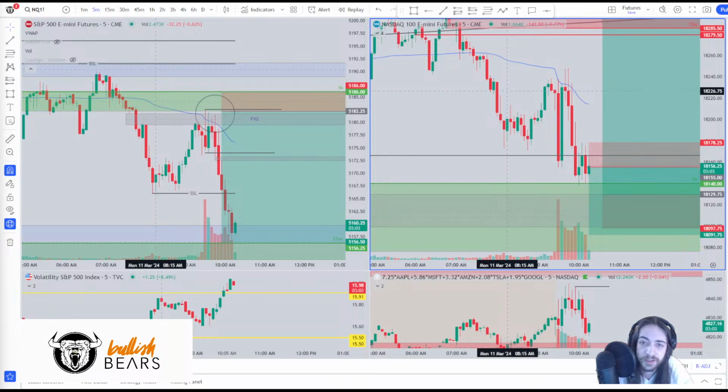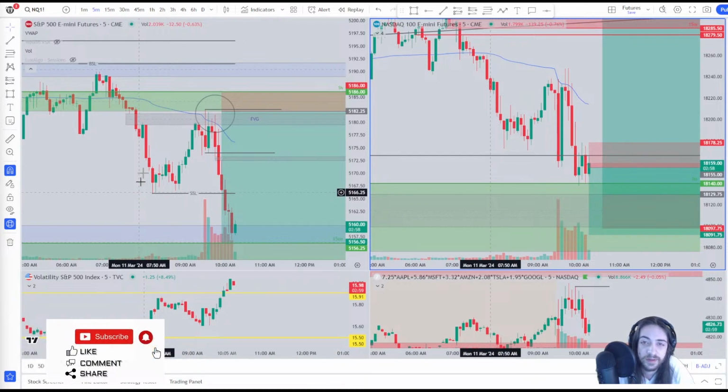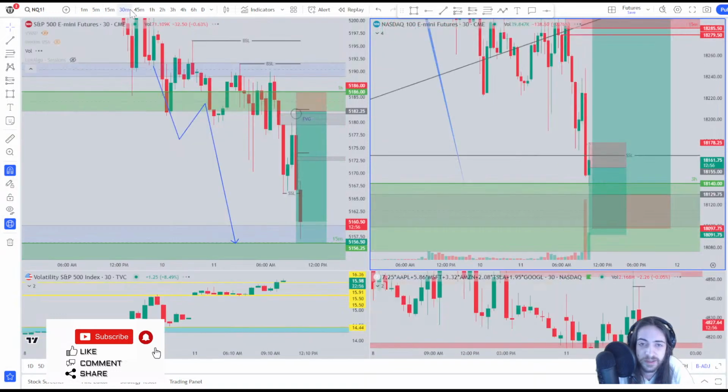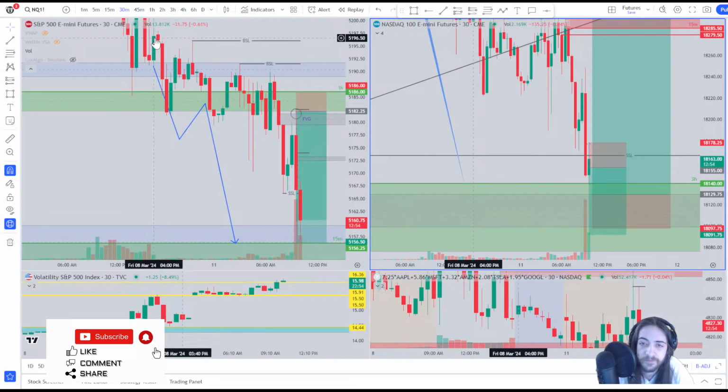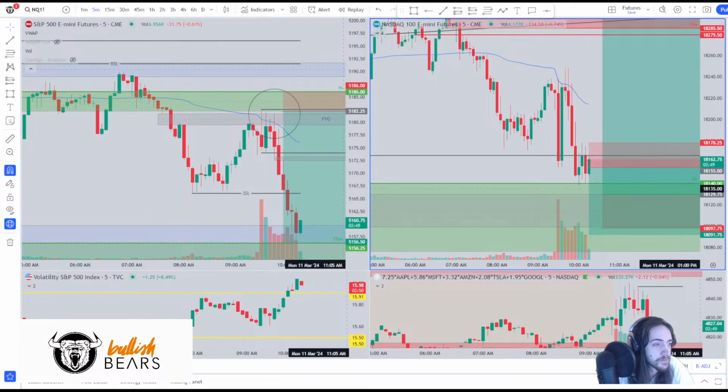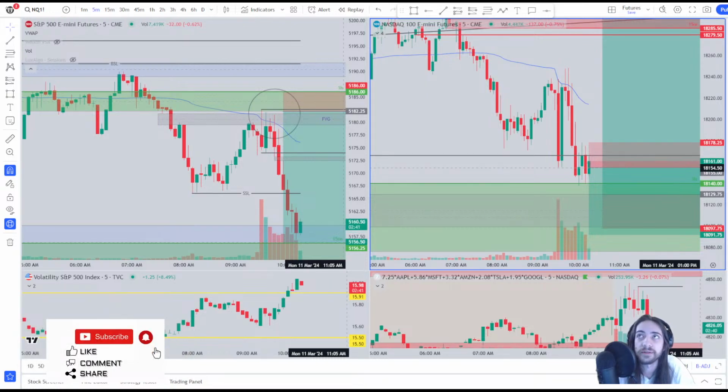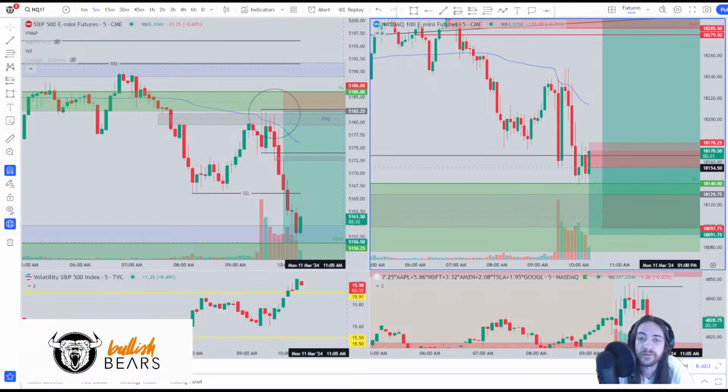Still not looking good on these shorts on Nasdaq. Still staying patient though. How's that 30-minute looking? Yeah, we'll see. Apple had a bit of a spike up, but it did reject. Ooh, Nvidia buying pressure. Nvidia buying pressure. Big no-no on that.